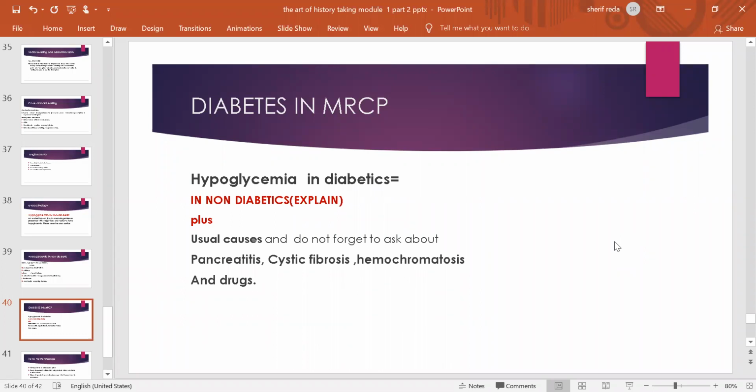But also remember to ask about the mnemonic EXPLAIN that we already explained in the previous slide, and also to ask about pancreatitis, a recent attack of pancreatitis that may worsen his diabetes and reduce the amount of insulin secreted from the pancreas, the association of diabetes and pancreatitis with cystic fibrosis, hemochromatosis with its infiltration of the pancreas, and also drugs causing hypoglycemia.